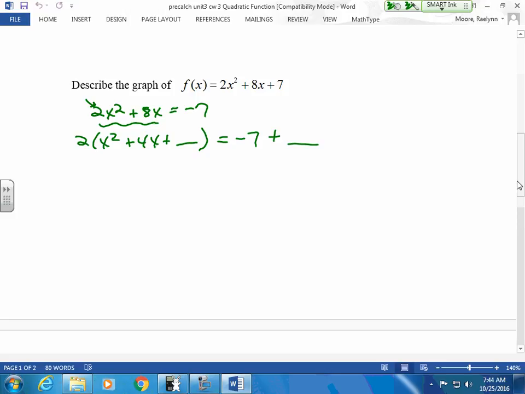Good so far? So what's half of 4? 2. What's 2 squared?